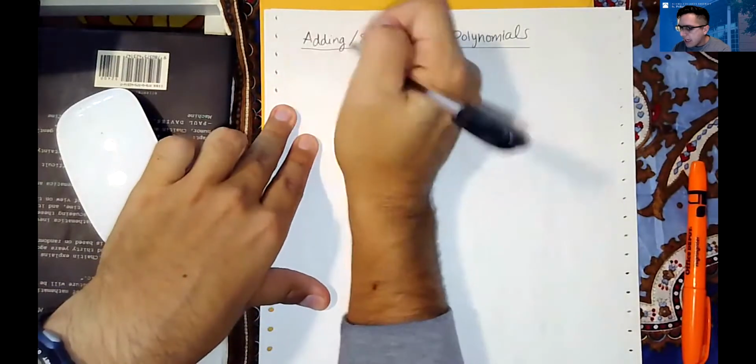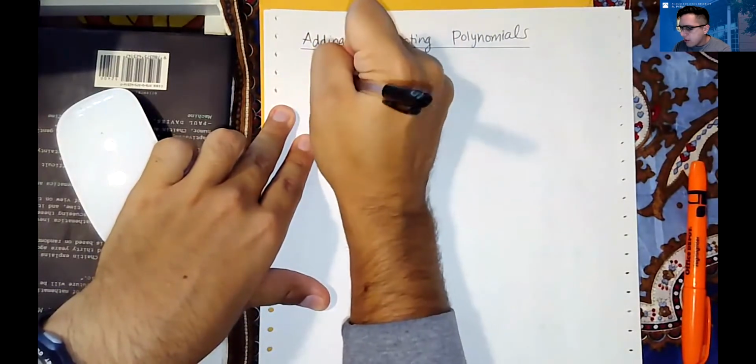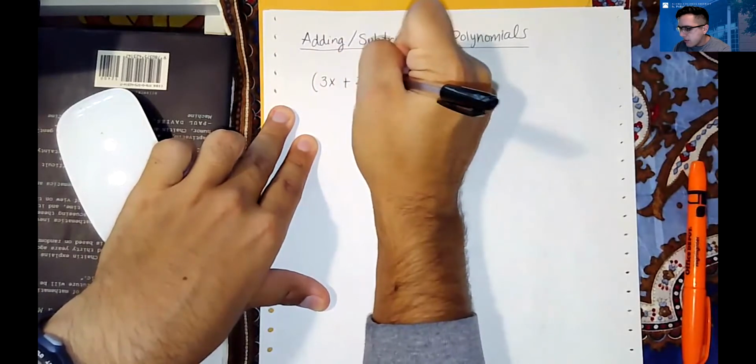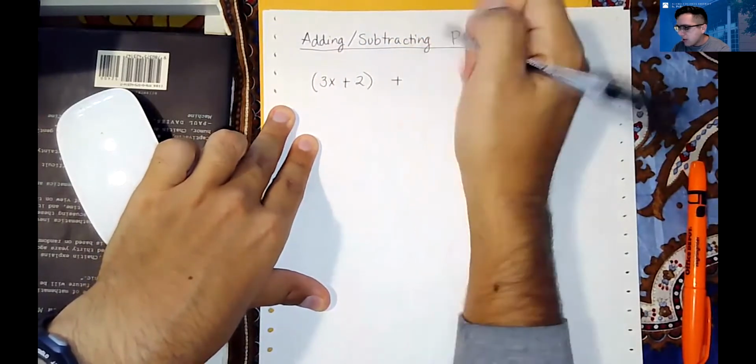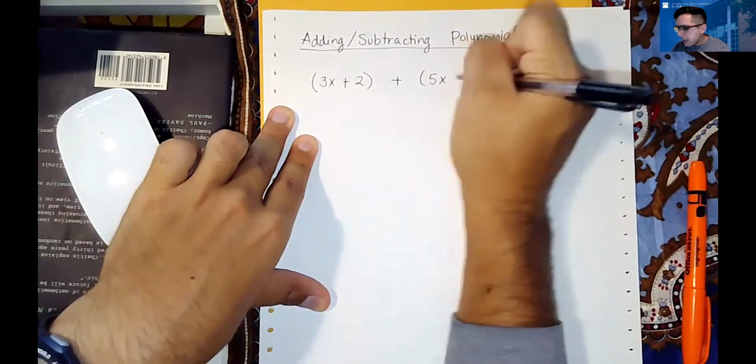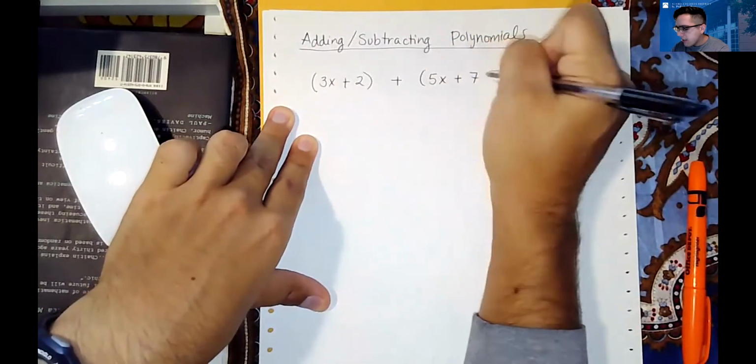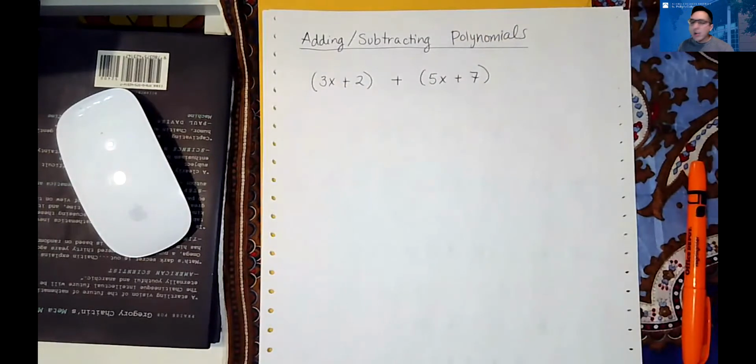So if I asked you, okay, we have 3x plus 2, and we want to add that polynomial to 5x plus 7. Can anybody tell me what is the process that I would use here to add these 2 polynomials together? Would you distribute? Well, when you distribute, what would you do? Find like terms. I don't think that you would.